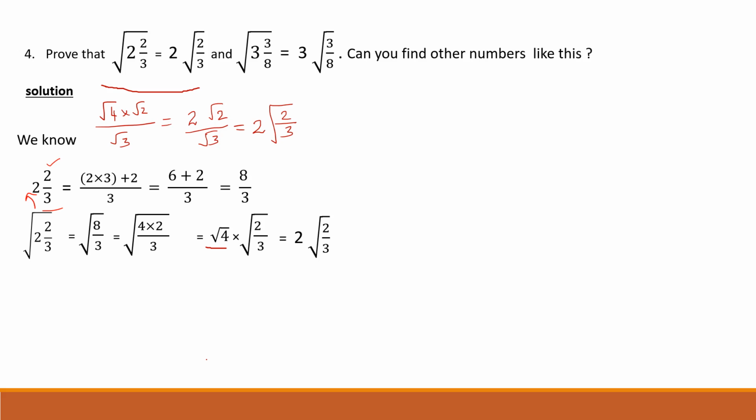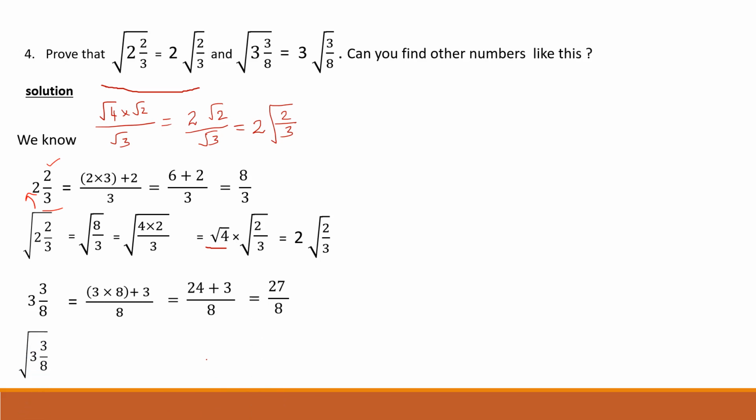Correct. We will convert the mixed fraction into an improper fraction by multiplying 3 into 8, plus 3 by 8. And what will be the next one? 3 into 8 is 24. So, 24 plus 3 by 8. And the last one will be, correct, 27 by 8.